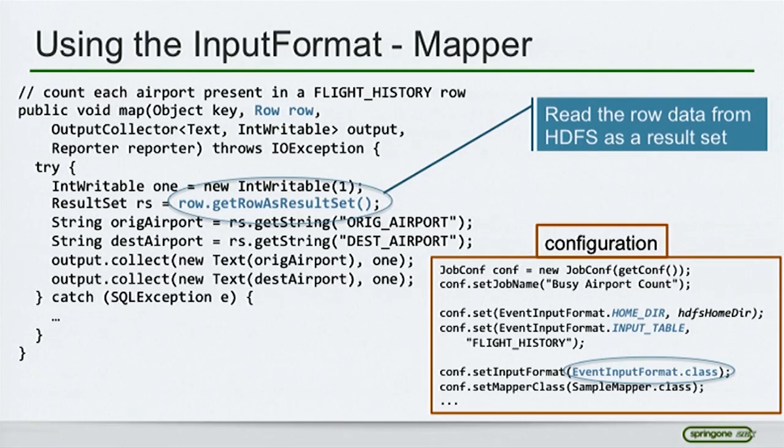You can see, associated with each mapper is a bunch of job configuration data in Hadoop. In our case, you need to specify where the data is located in the home dir. You have to specify an input table, which is flight history. And then you specify the input formatter that lets Hadoop know that this data is coming from GemFire XD. Does that make sense so far? Any questions? OK.